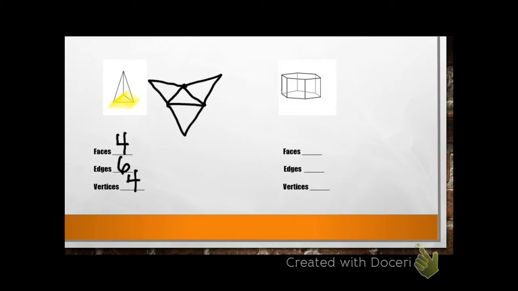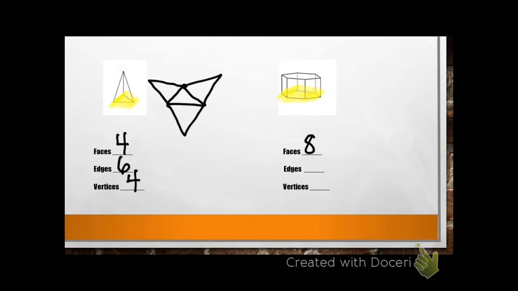When we look at this next shape, again, I want you to think about what's on the bottom. We have 1, 2, 3, 4, 5, 6 sides on the bottom. It's a hexagon. When we're thinking about faces, we're thinking of flat surfaces. So I have a top and a bottom, and how many little side panels do I have? 6. So 6 plus the top makes 7, plus the bottom makes 8. I have 8 faces.